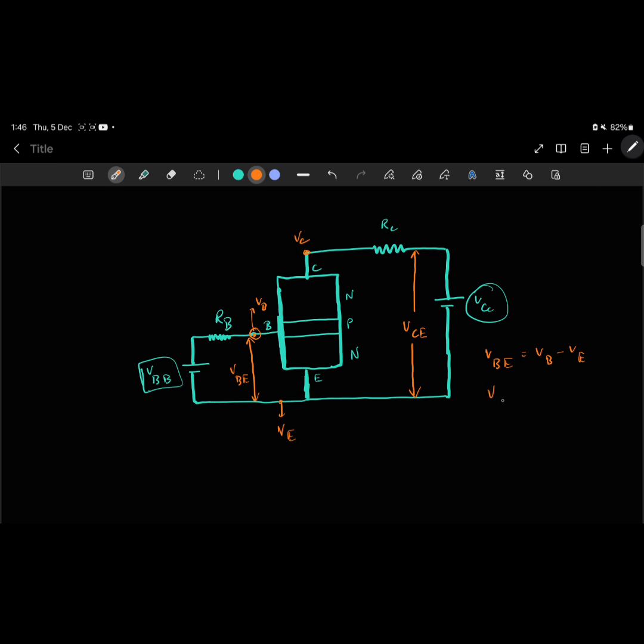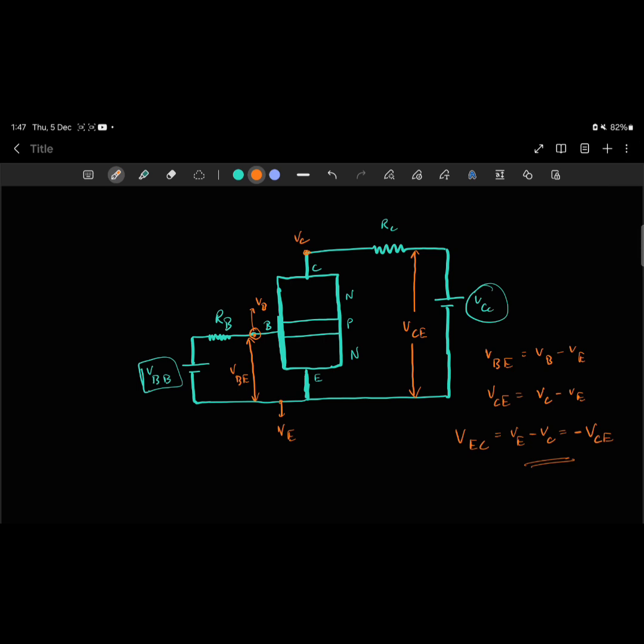If we write VC, then what we mean is VC minus VE. However, if we are writing VEC, then we mean VE minus VC, which is basically the opposite of VCE. So this is how the symbolism works. Now, in this case, the biasing is done in the active region.